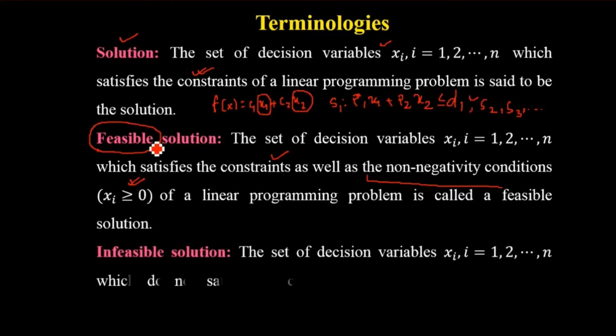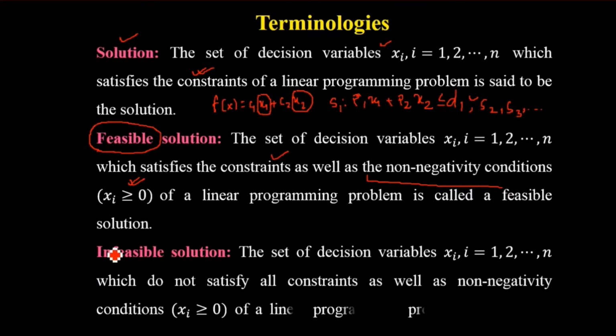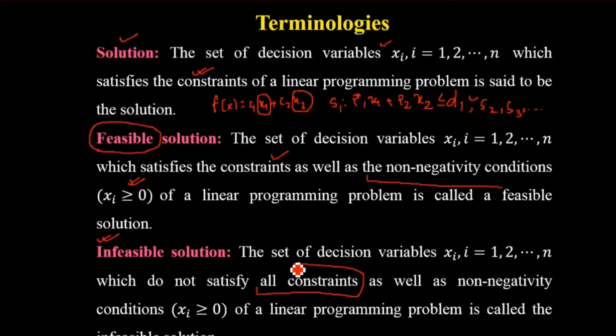If feasible is there, then what do you mean by infeasible? So an infeasible solution should be there. The set of decision variables which do not satisfy all the constraints as well as the non-negativity condition is the complement of this feasible solution. So if it does not satisfy the constraints and the non-negativity condition, then it is an infeasible solution.